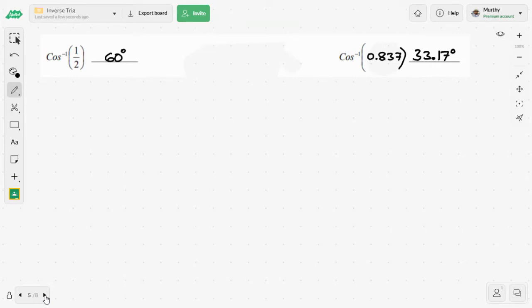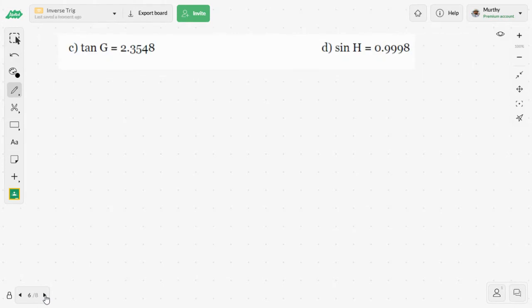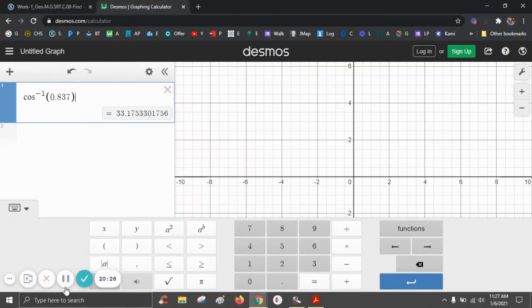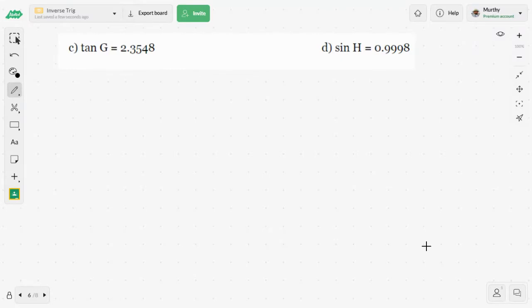Well, let's go to the next page. Now this time tan G, this time decimals are given. So let me go to my Desmos calculator. Let me type tan. Then you know how to get inverse, a to the power of b, minus 1. Then don't forget to click on the right arrow. Again and again I'm repeating, but you may tend to make a mistake. 2.3548.